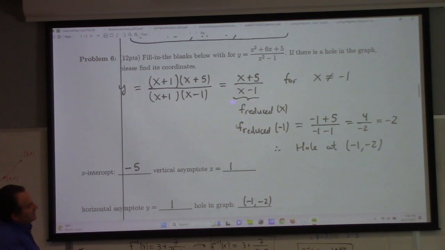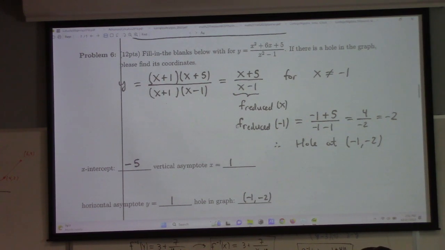Vertical asymptote is coming from that x minus 1, that x equal to 1. The x-intercept is at -5. You could say at -5, 0 if you like. Horizontal asymptote, well, the ratio of the leading coefficients is 1, so the horizontal asymptote's at 1. So there was that. A lot of people got this problem. There was a lot of success here.